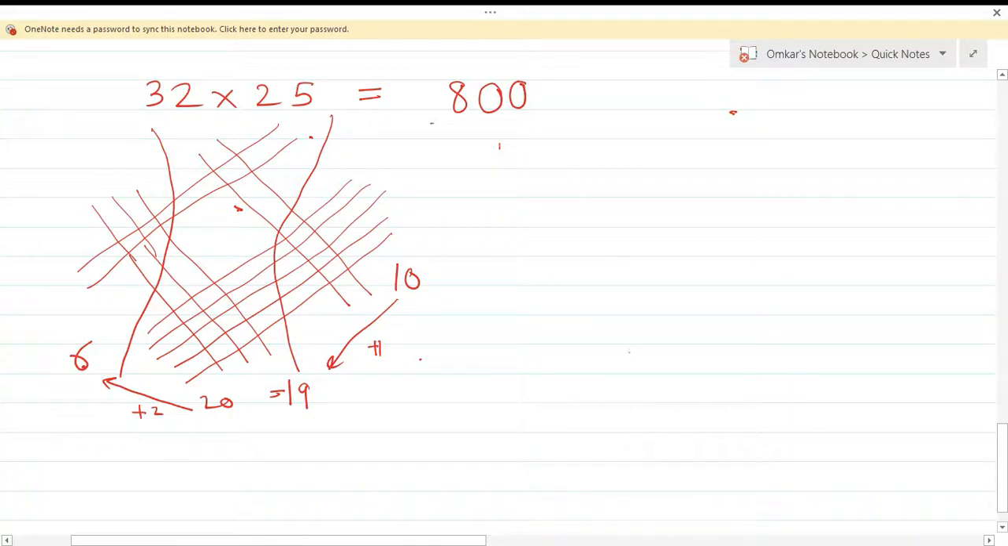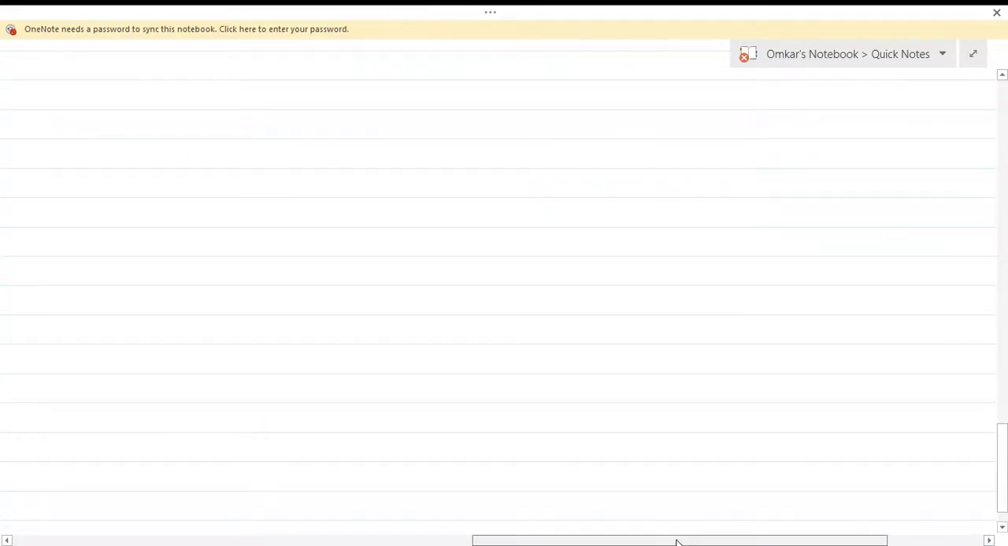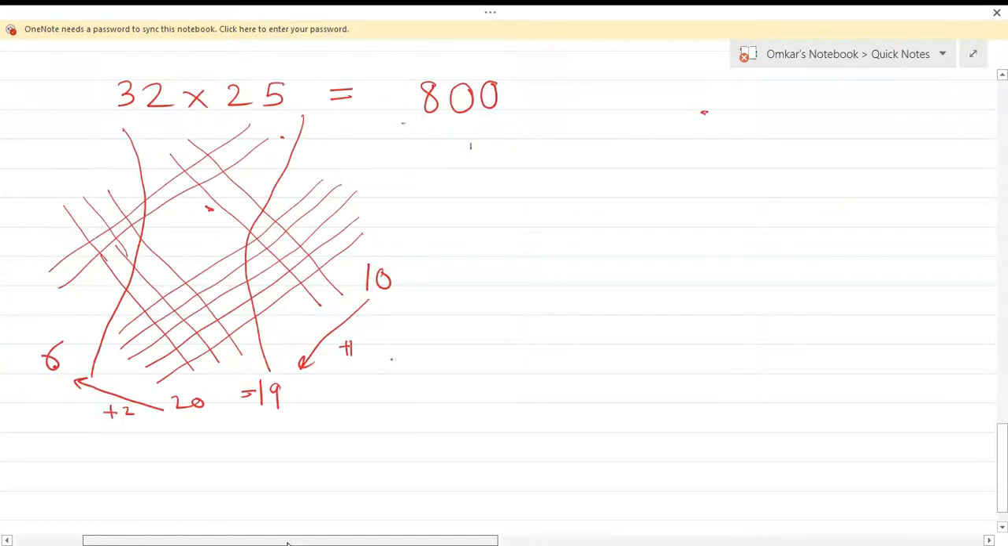Easy method, right? Actually, this will be easy for larger numbers. If you are just bored and don't want to say the tables, even the tables of one digit numbers, this method will be useful for you. Then there is one more method which is more lengthy than this.